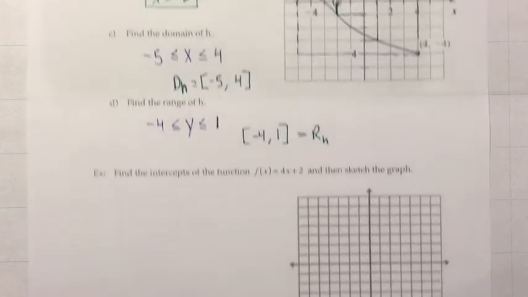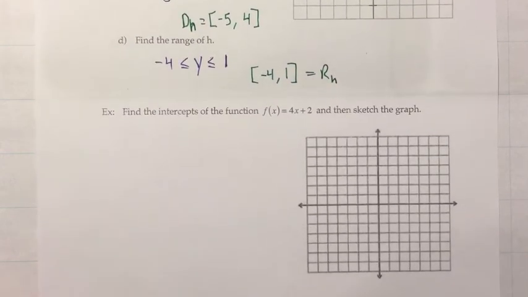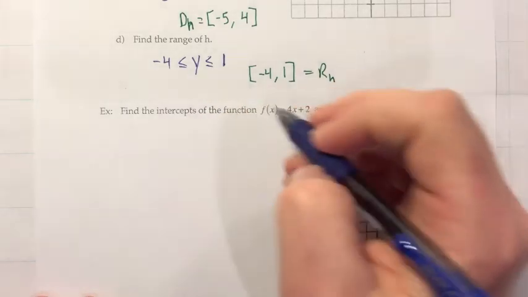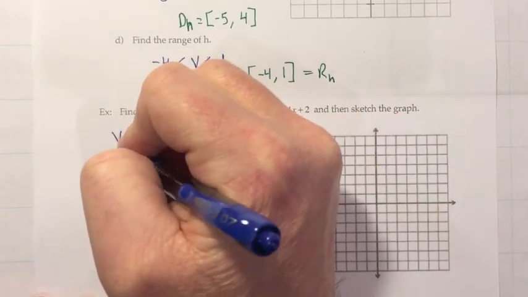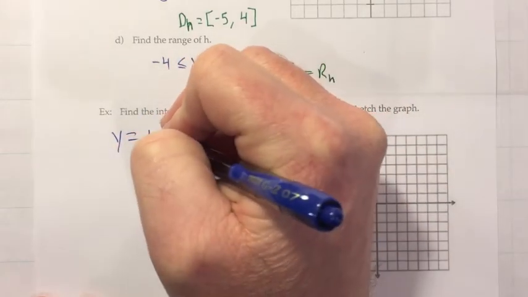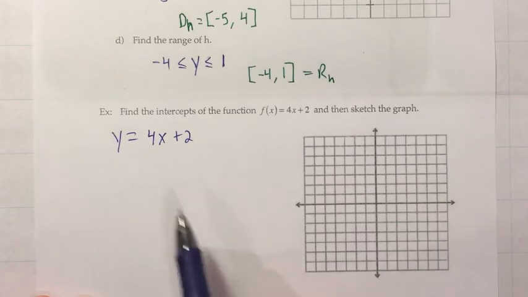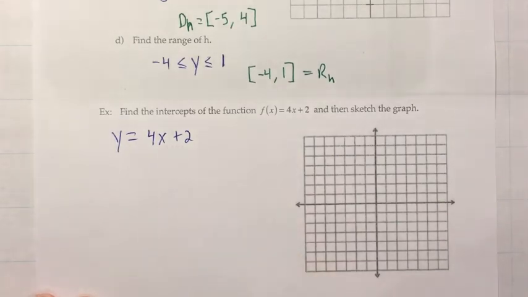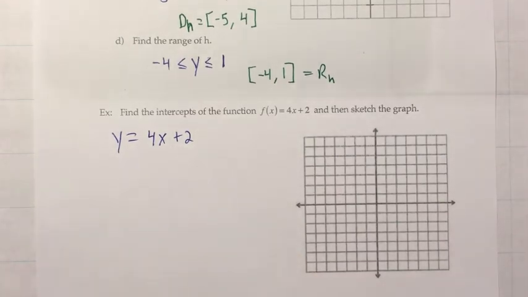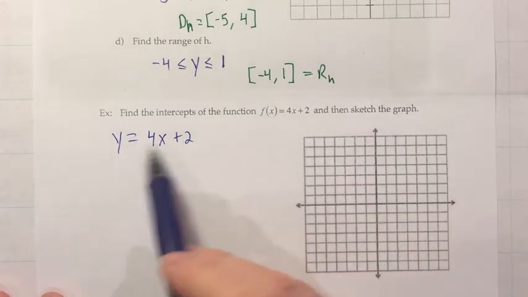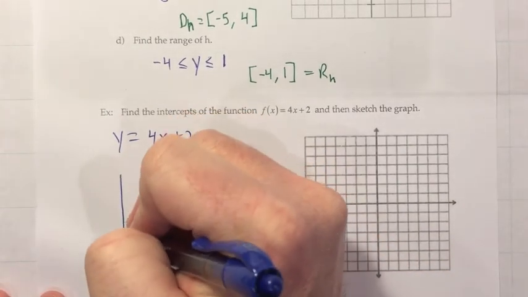All right, one final example in this section. Find the intercepts of the function f of x equals 4x plus 2, and then sketch the graph. So the key thing is just to remember f of x is just another way of writing y, so this is really just y equals 4x plus 2, which is an equation of a line, like a y equals mx plus b sort of thing. So we've done plenty of these, it's just we're not used to seeing it this way, so feel free to just rewrite it this way to be comfortable with it.